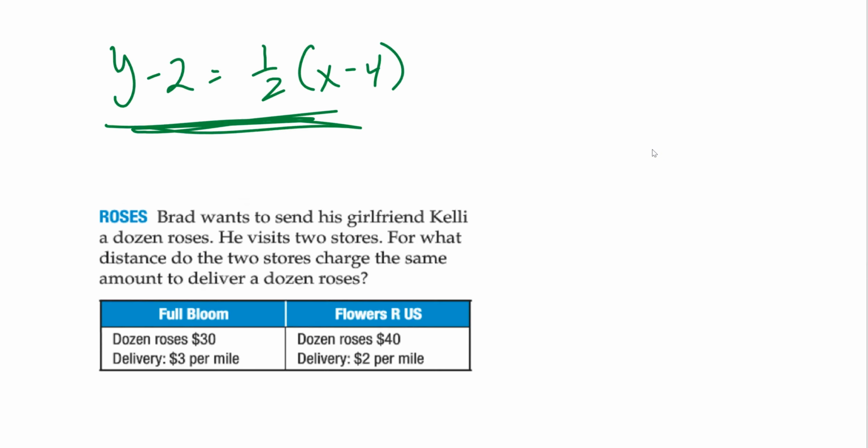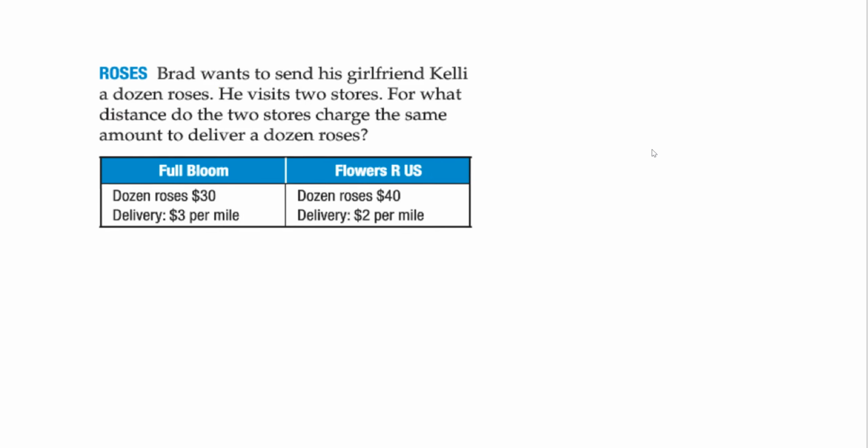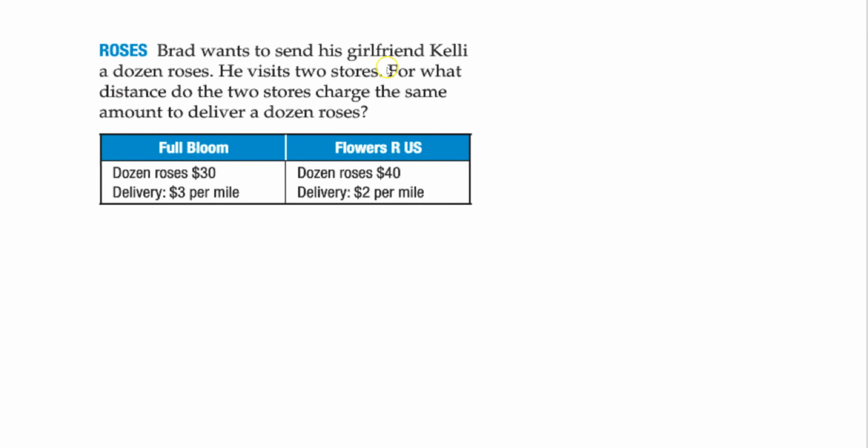One final thing. Let's do this example here. Brad wants to send his girlfriend Kelly a dozen roses. He visits 2 stores. For what distance do the 2 stores charge the same amount to deliver roses? So first thing we're going to do is find an equation for both of these. So in this case, for Full Bloom, I like that title. It's a cool name. A dozen roses are $30. Delivery is $3 per mile. So let's write an equation. $3 per mile, so that's my m. And then the roses cost $30. So my equation there is going to be 3x plus 30.